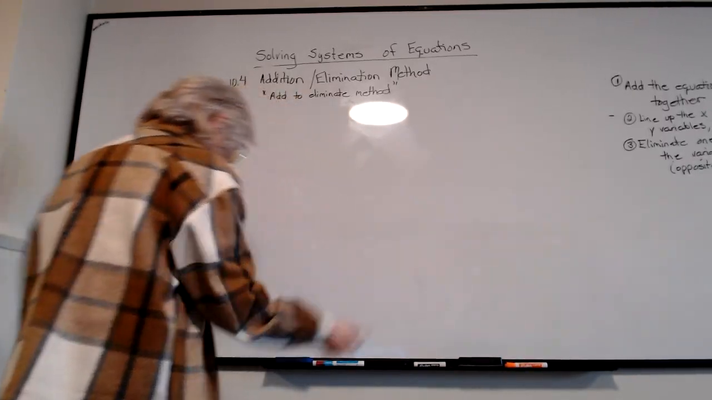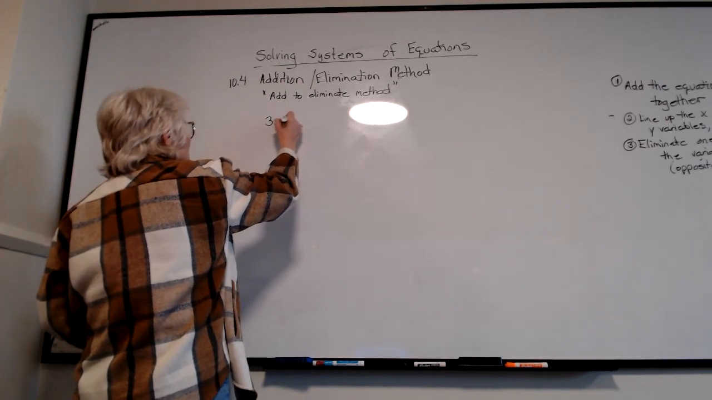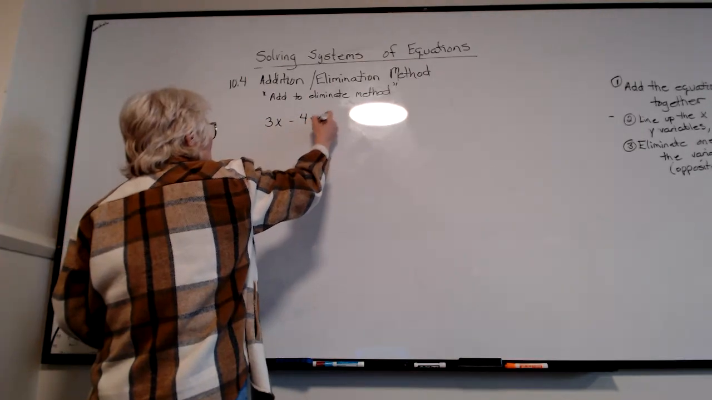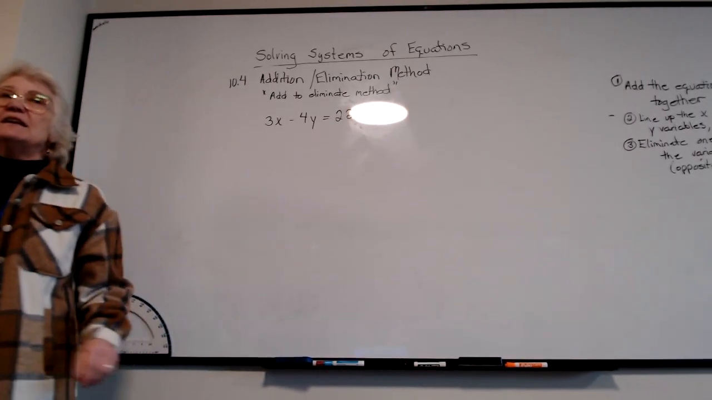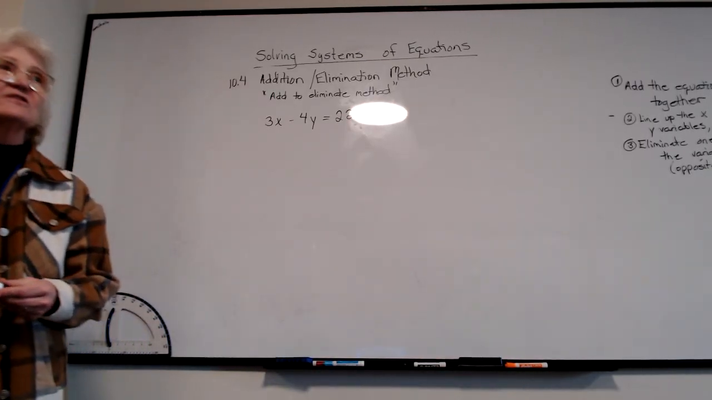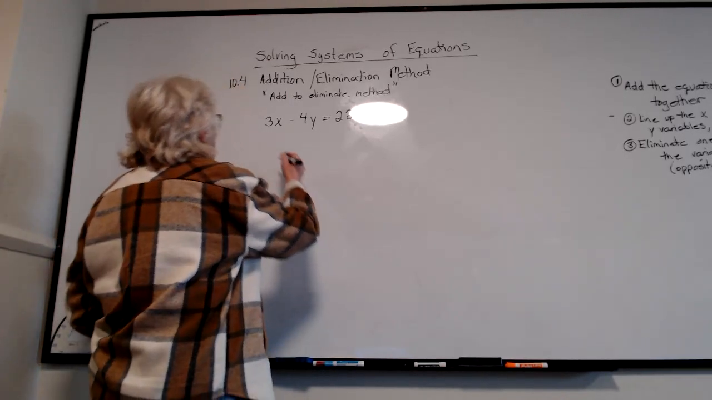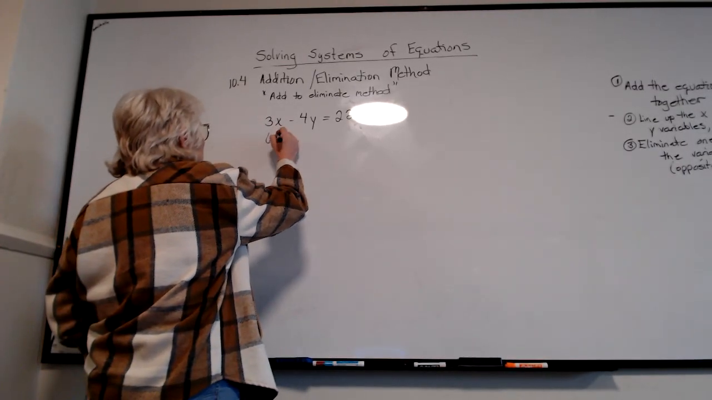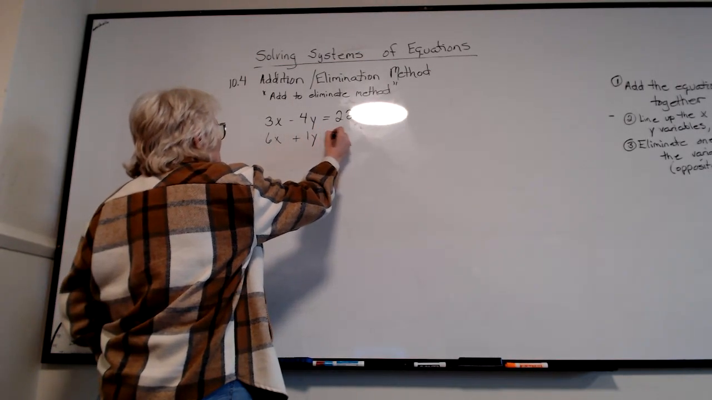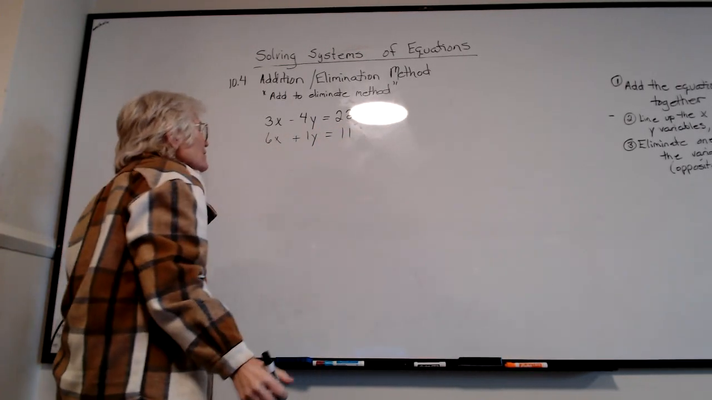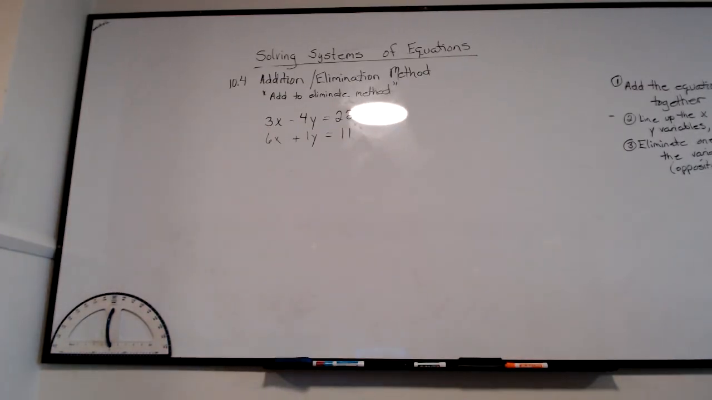Okay, so I'm gonna give you another problem. This is 3x minus 4y equals 22. And you guys know me, I'm just making these up off the top of my head, so fractions are very possible. And then I'm going to use 6x plus 1y equals 11. I have no idea why, but we'll see. There's our set of equations.